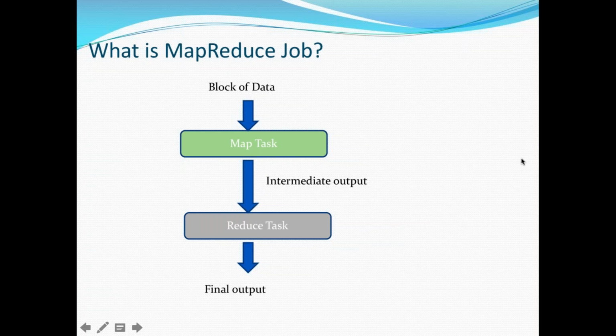Now let's understand in a little more detail. A MapReduce job works on data, but with respect to HDFS, the data is in the form of blocks: B1, B2, some 100 blocks. Each block is processed by a map task. Then the map task will generate some intermediate output. That intermediate output will be taken by the reduce task, and it will generate the final output.